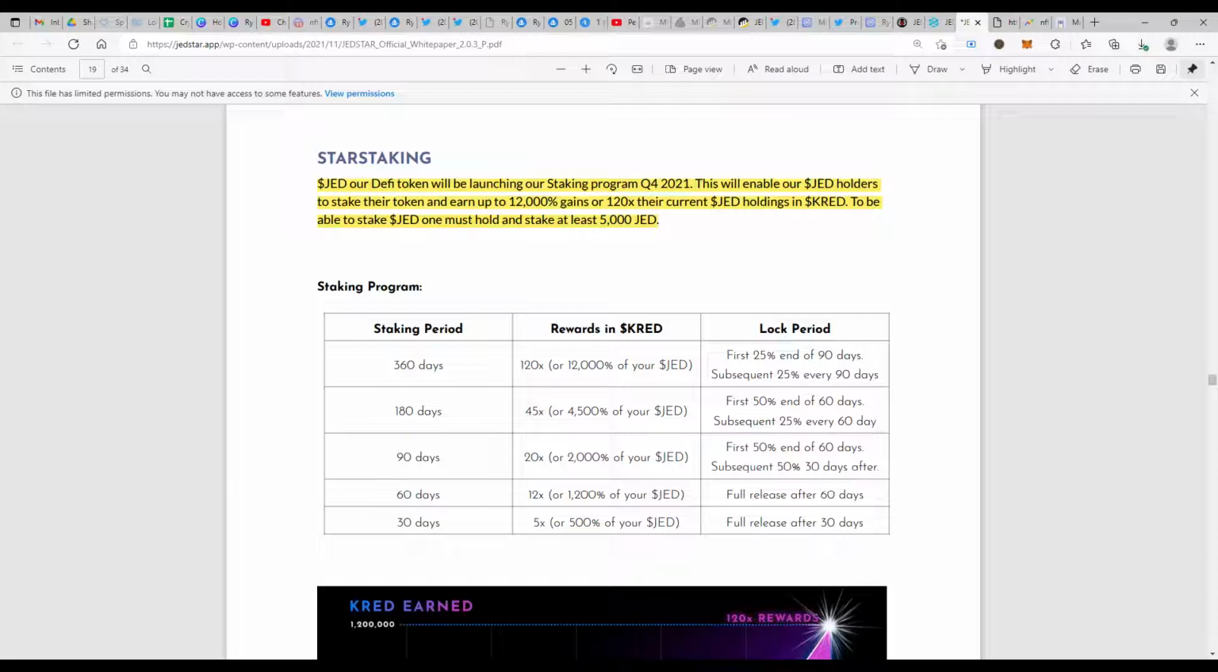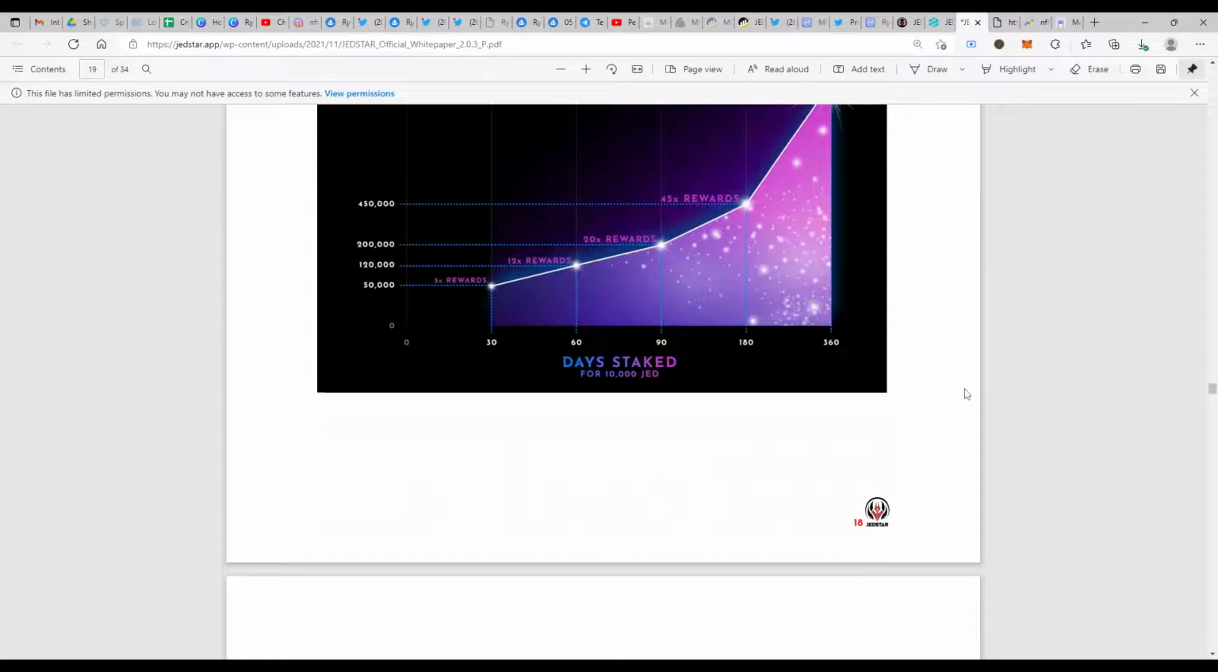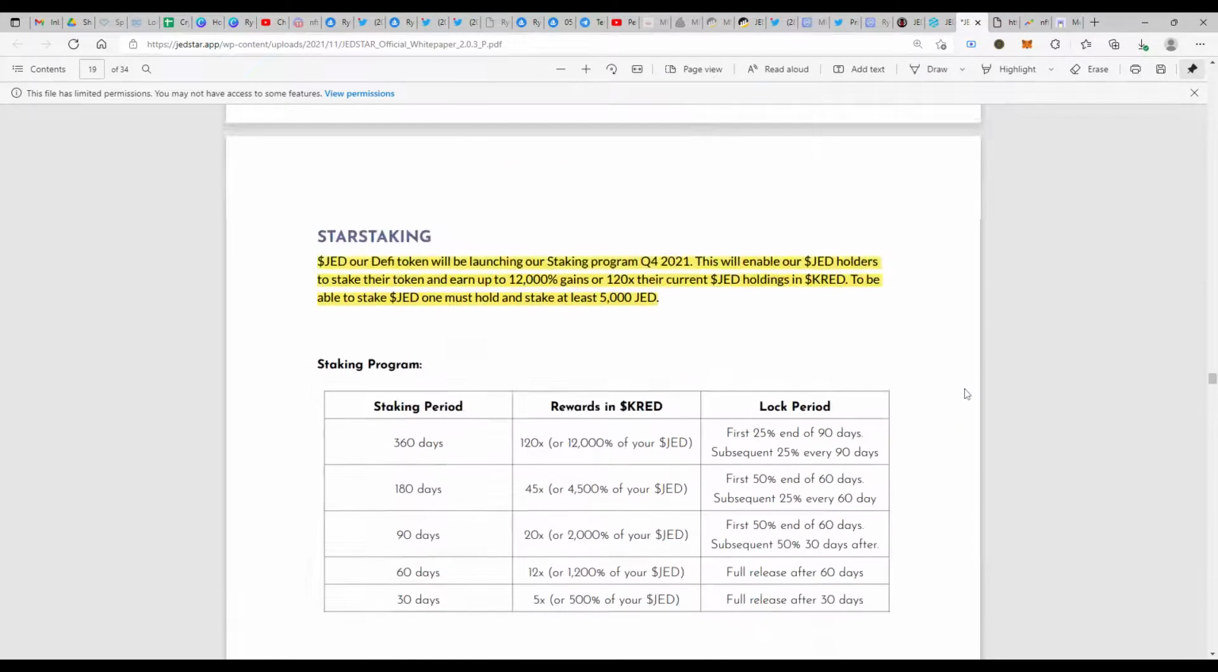And what does that mean? Well, the more and more people stake, the more and more rewards are given to them in CRED, and CRED circulation increases. What would happen to JEDSTAR price? Well, it would appreciate and blow away and reach the skies. No, the stars. That's the limit, guys. Please do let me know what your thoughts are on the star staking concept.